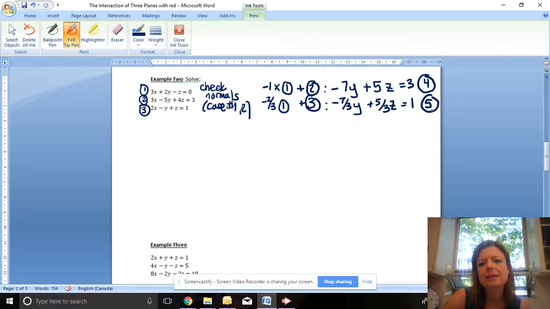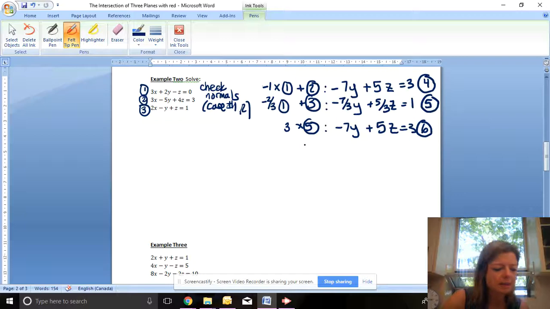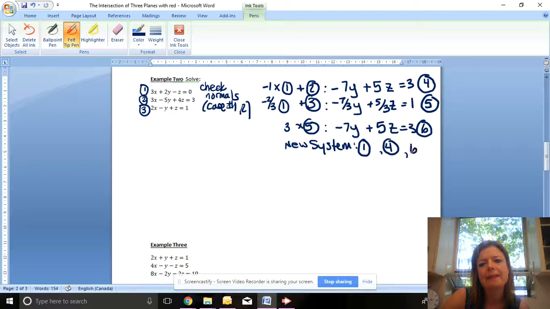Okay, and if I want to scale this, because I don't like those fractions, because who does, I'm going to multiply equation 5 by 3 to get rid of them. So then I would get minus 7y plus 5z equals 3. Okay, so my new system at this point is 1, because that's what I used to eliminate the other two, 4, I didn't change it, and then 6, because I scaled 5 to get to 6, right? So check out my new system, 1, 4, and 6. What do you notice? Well, you should notice that 4 equals 6.